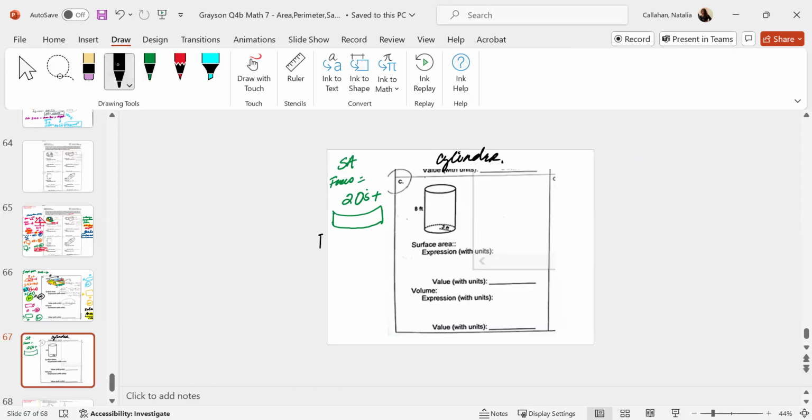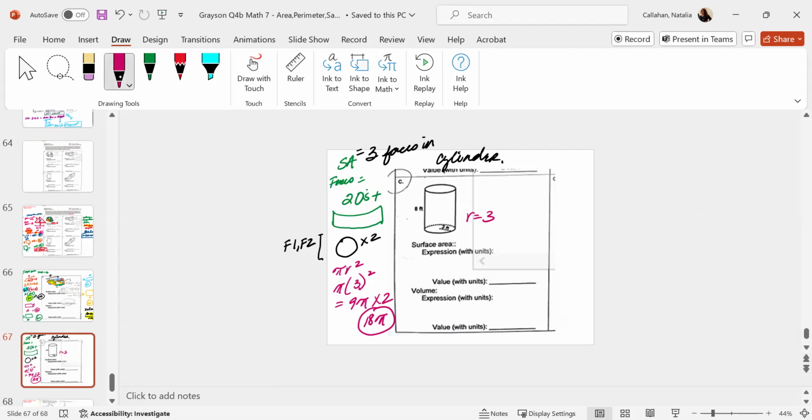So let's find face 1 and face 2. There are 3 faces in a cylinder, correct? Okay, face 1 and face 2 is a circle times 2. What's the area of a circle? Yeah, what's your radius? Radius. Good. What's your diameter? My diameter is 9. Good. Now there's 2 of them, correct? So it's 18 pi. Write that down.